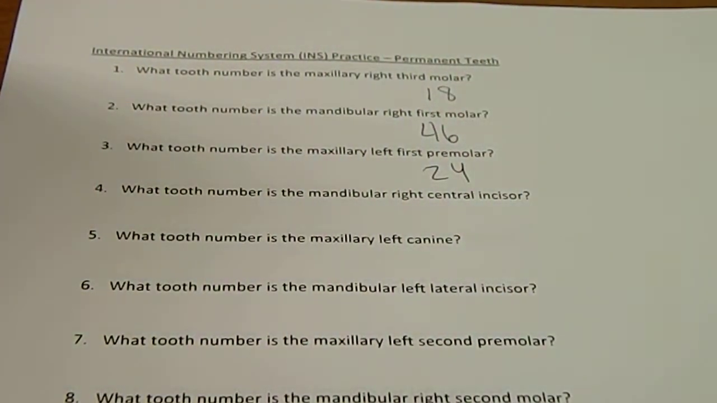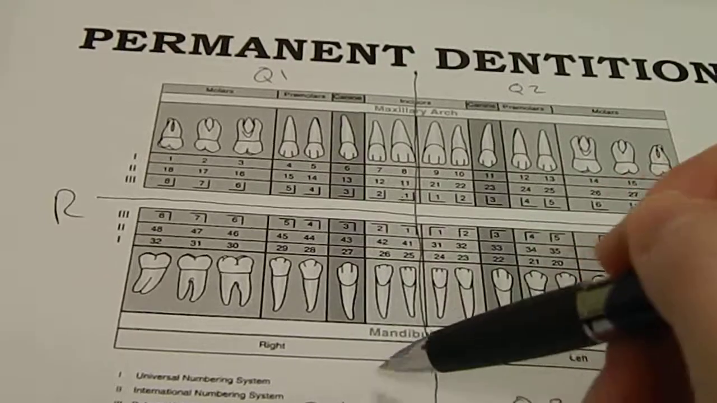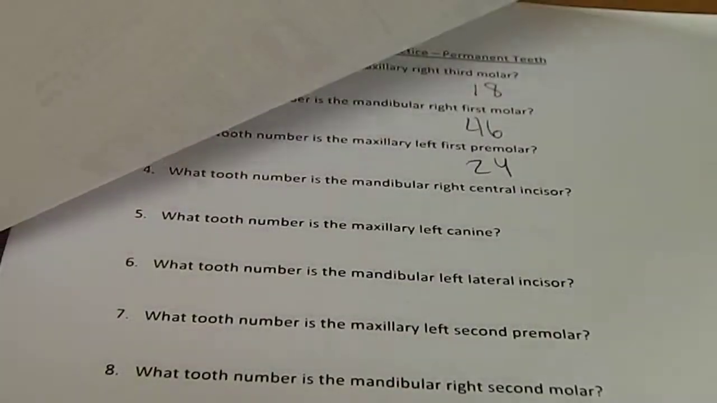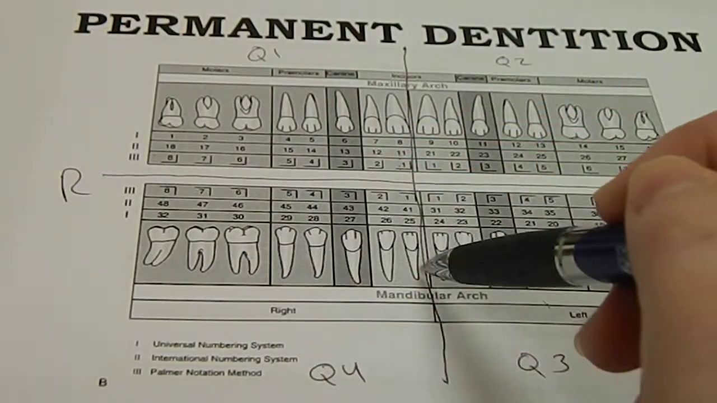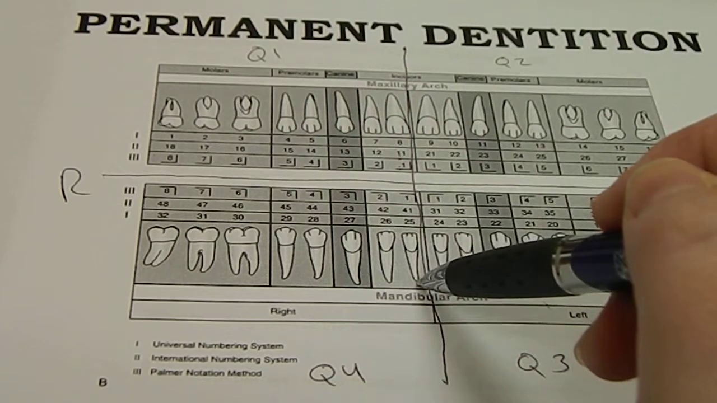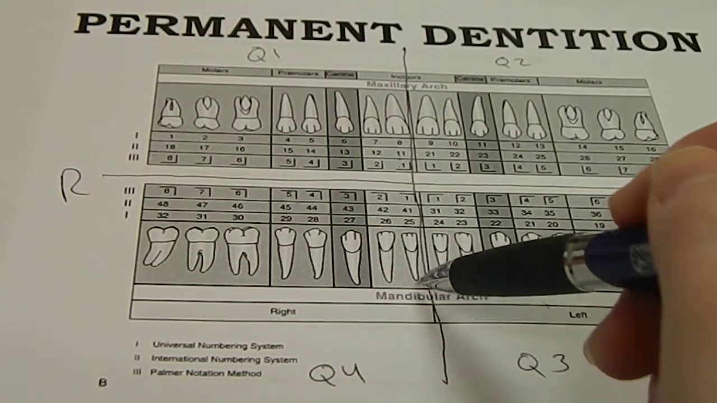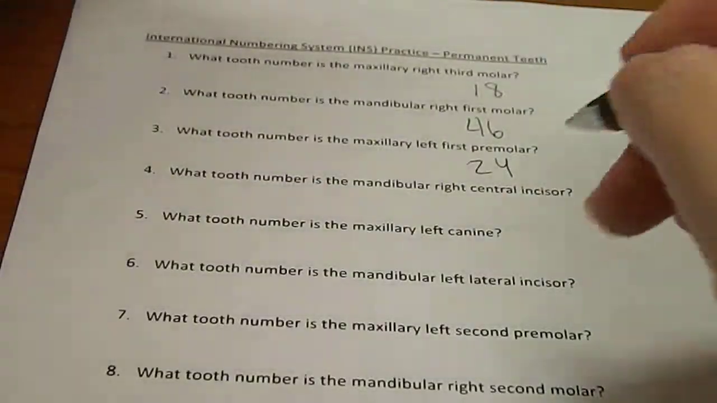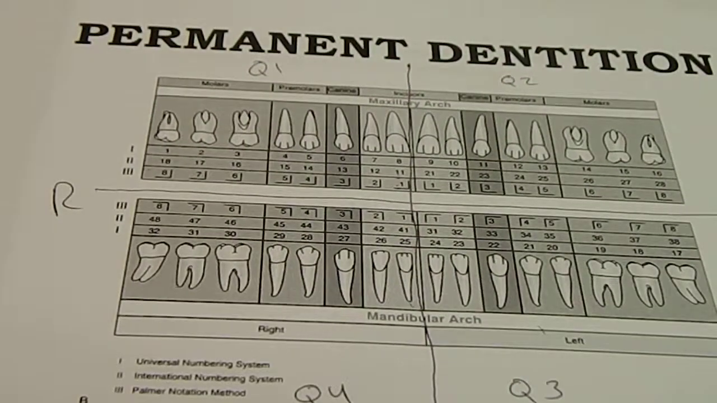We'll do one more. What tooth number is the mandibular right central incisor? So we know we're on the mandible. We're on the right-hand side, and it was the central incisor. So we're going to be in quadrant 4 again. So again, we're going to start with a 4, and our central incisor is always position 1. So here is going to be 41, or 4, 1. And that is the international numbering system.